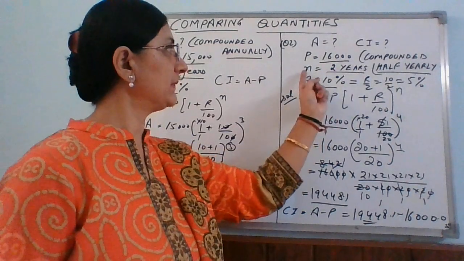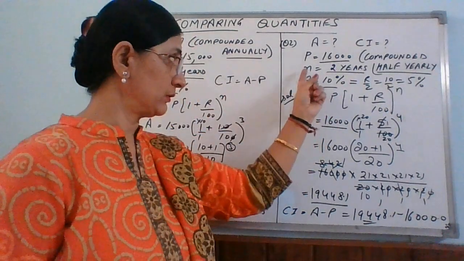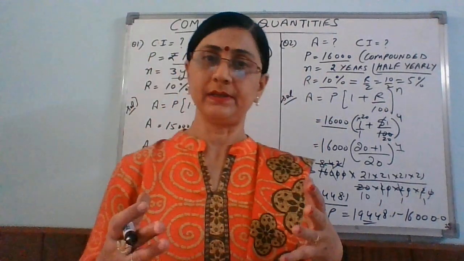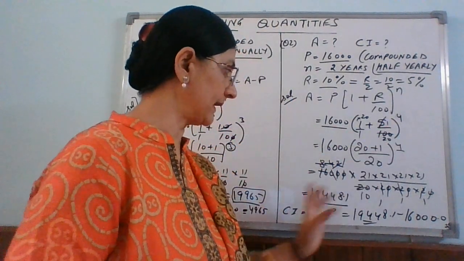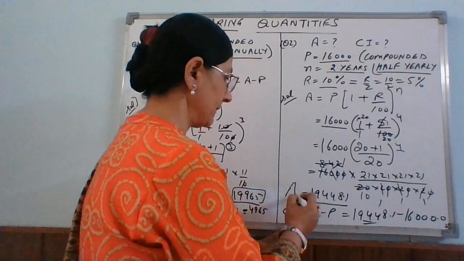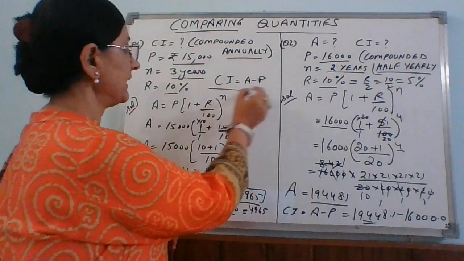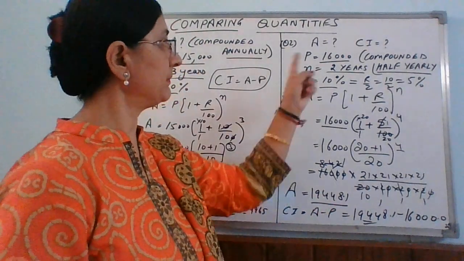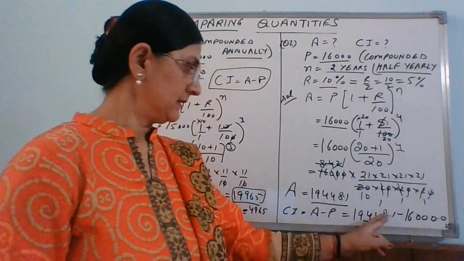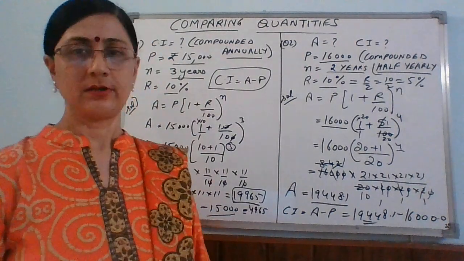Then in half yearly, what will be the number of times? What will this n be? N means time period. In 2 years there are 4 halves. So put 4 here and just do the calculations. That will be the amount. So this is our amount. What was the formula for CI? A minus P. What is A? A is what we got here. What is P? P is 6 here. Just subtract them and you'll get the answer of CI.